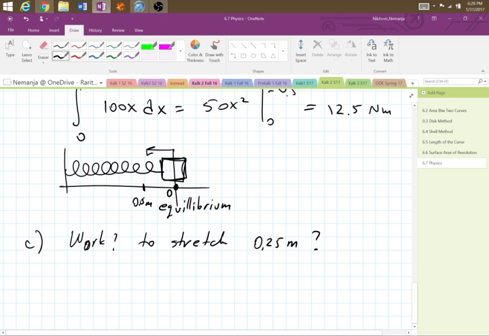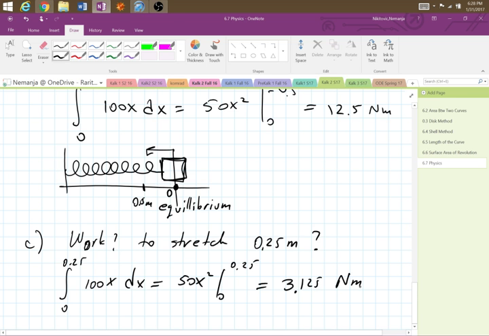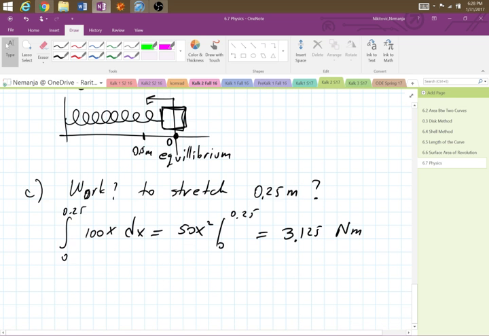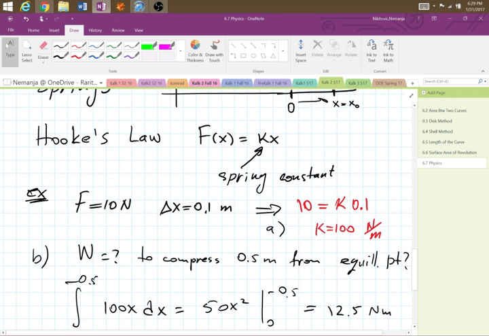So now we go the other way, right? Just the integral from 0 to 0.25 of 100x dx, which is still 50x squared from 0 to 0.25. And what do we get? 3.125 Newton meters, not potatoes. Just newtons times meter. The spring constant is newtons divided by meters.